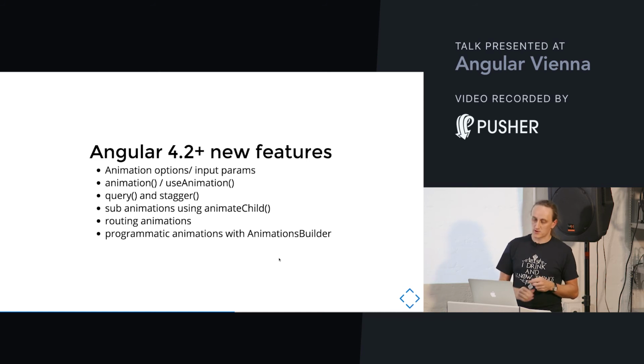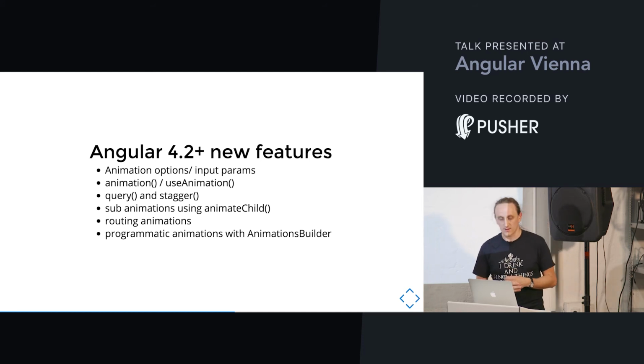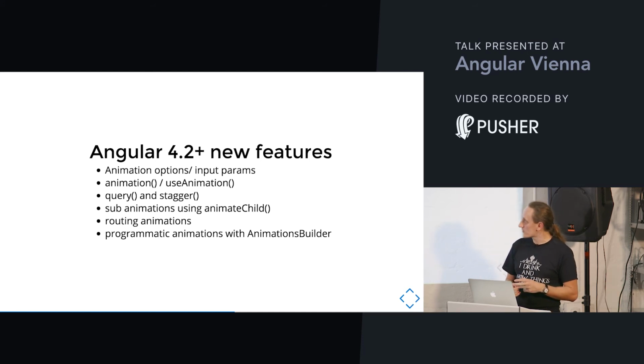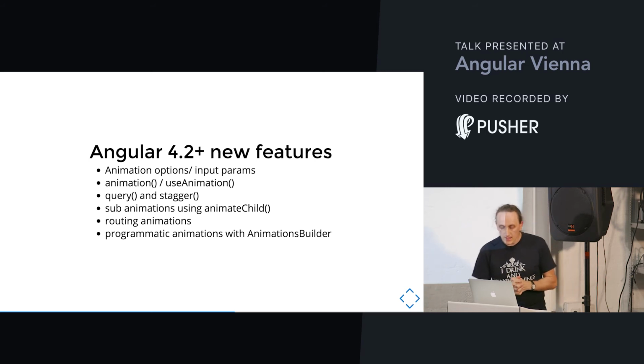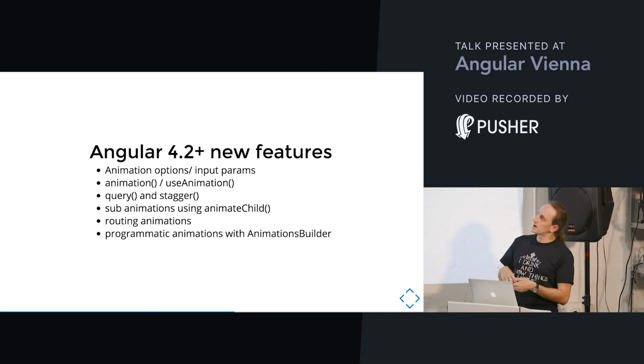Query and stagger. Query is, according to Matthias, the best thing that happened to animations since the beginning of Angular, which allows us to query for all children of some element and check their animations and fire their animations, etc. And stagger, which allows us to add some delay between animating different elements.